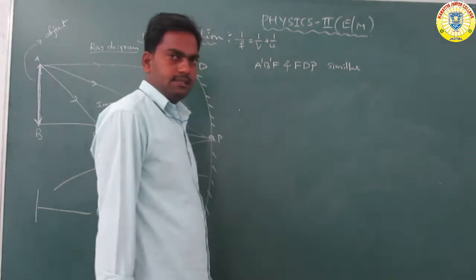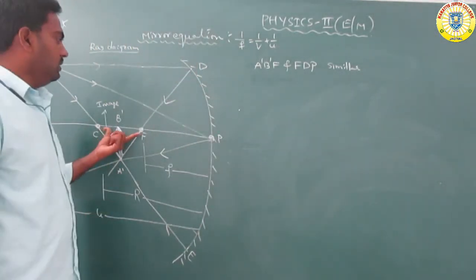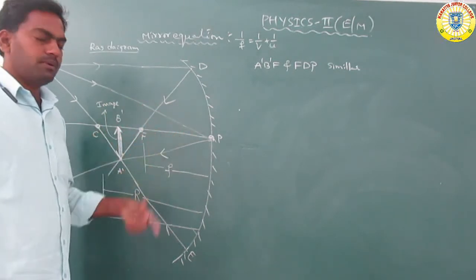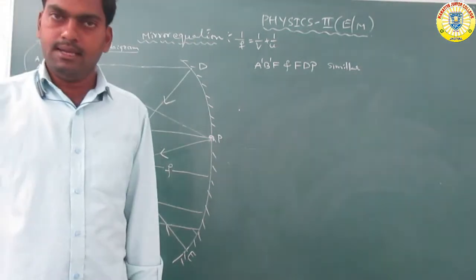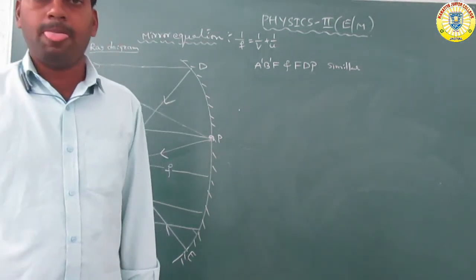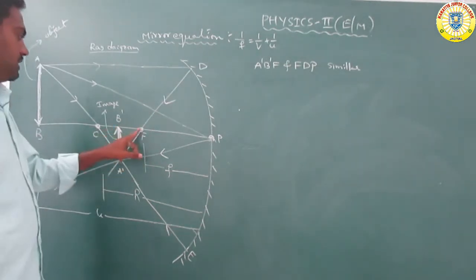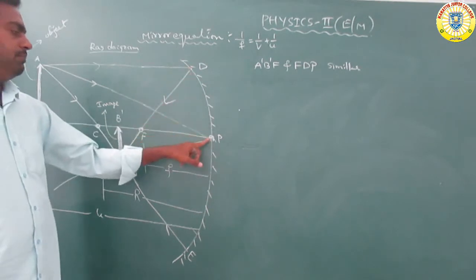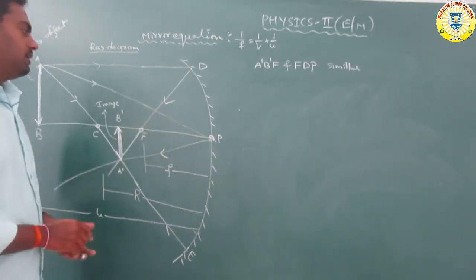Similar triangles means the height of this triangle will be the same as the height of this one, and the base of this one will be the same as the base of this one, because these two triangles are similar triangles. A dash B dash F is one triangle, and F D P is the other triangle. So these two triangles are equal triangles.